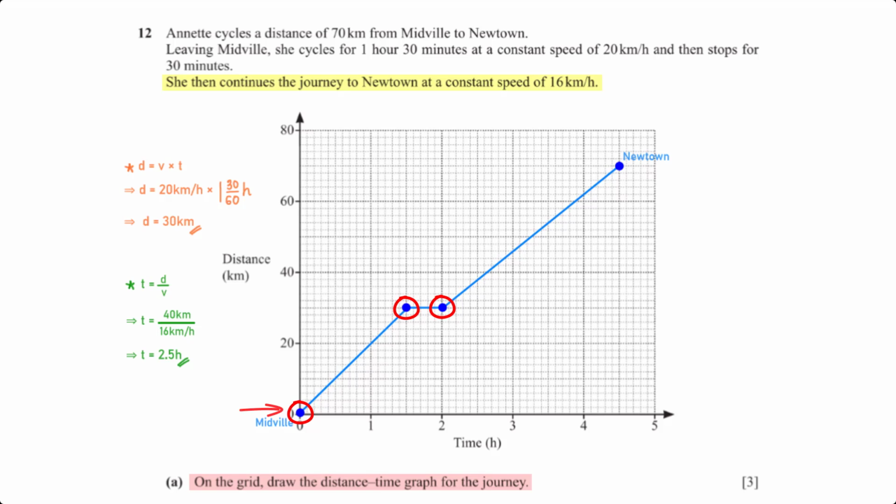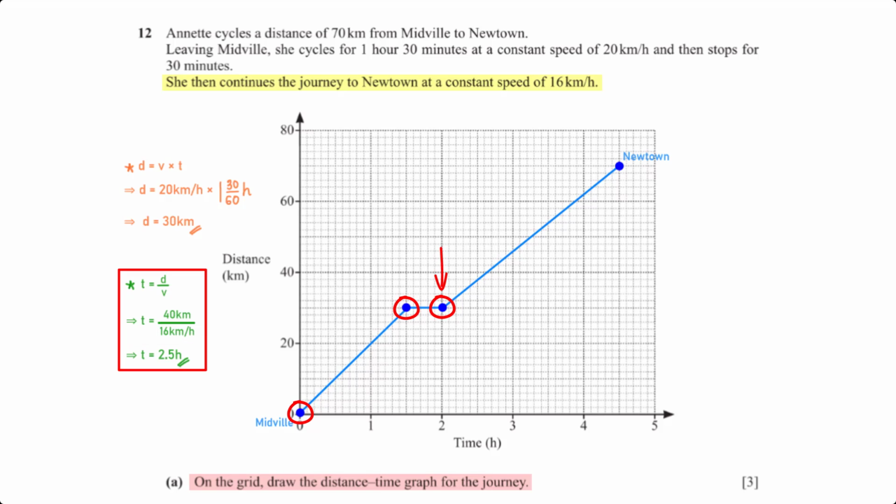The distance from Midville to this point is 30 kilometers. So to get the distance from this point to Newtown, we subtract 30 kilometers from 70 kilometers, which gives us 40 kilometers. So now we need to find the time duration for this part of the journey. We get this by dividing the distance, which is 40 kilometers, by the speed, which is 16 kilometers per hour. This gives us 2.5 hours.